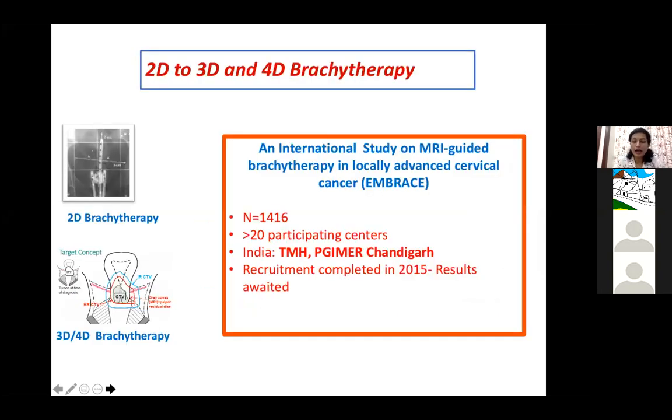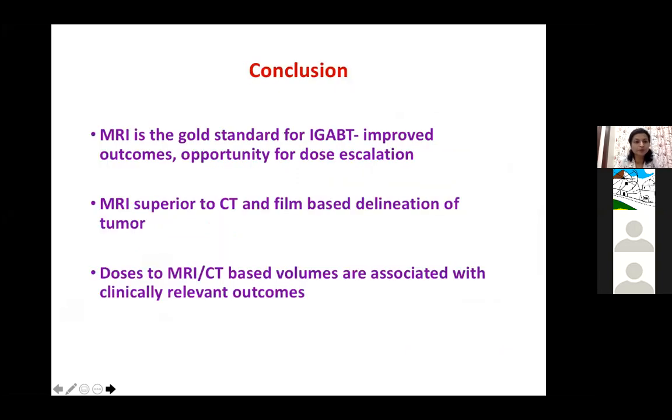So we also have the EMBRACE study, the results of which are going to be soon published. They have already been submitted. So this is the largest study which has accrued about 1400-1600 patients, of which there have been 20 participating centers. And we have 2 participating centers from India, that is Tata and PGIMER. The recruitment was completed in 2015, and the results are going to be published very soon.